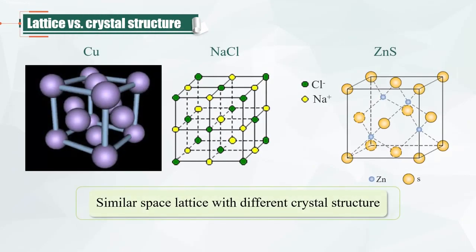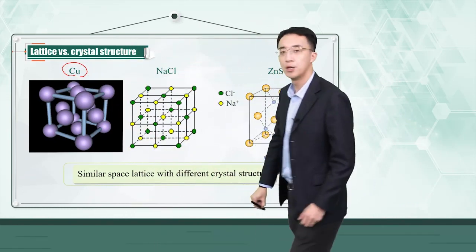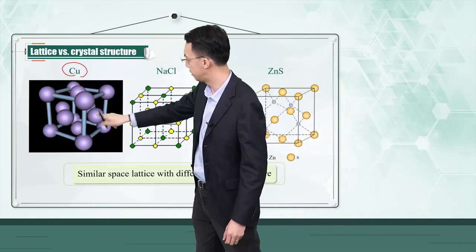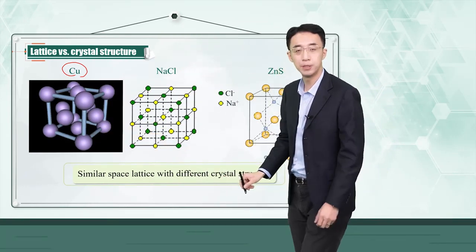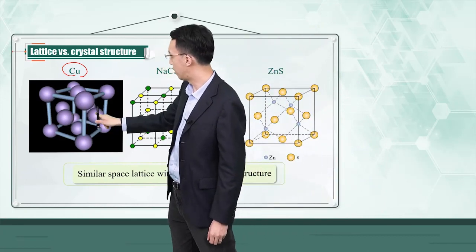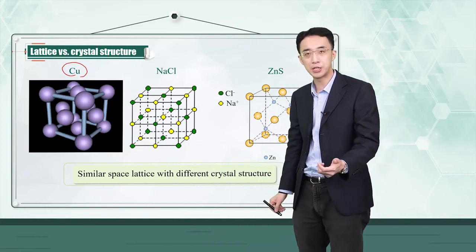So here I just show some typical crystal structures. For example, this is your copper face-centered cubic or FCC structure where the copper atoms are occupying each of these corner lattice points on a cube lattice. And then there is 1 copper atom on each of the face centers. So that's called a face-centered cubic or FCC structure.